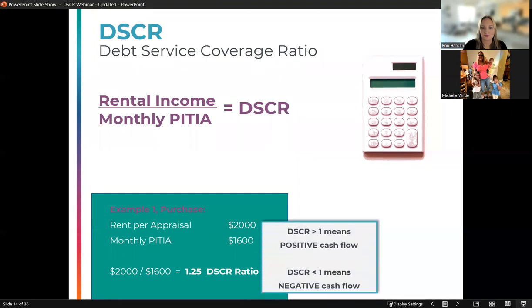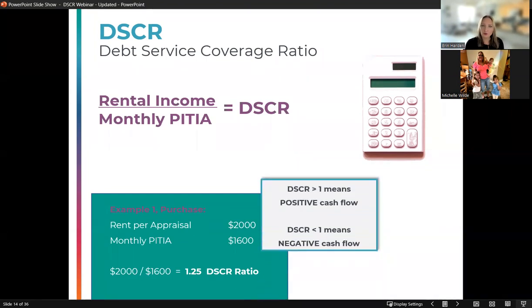A DSCR over 1 means there is a positive cash flow. That's actually a good thing. If the DSCR is under 1, that means that the rent is actually less and not covering the full PITI. We do have programs that go down to a 0 DSCR, no minimum DSCR, and I'm going to show you that as well.